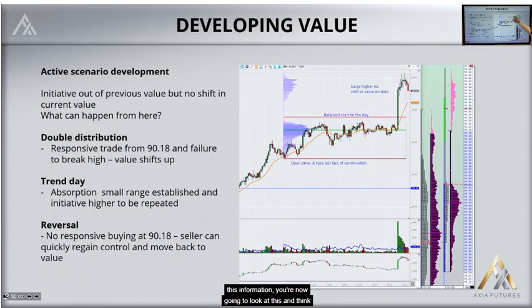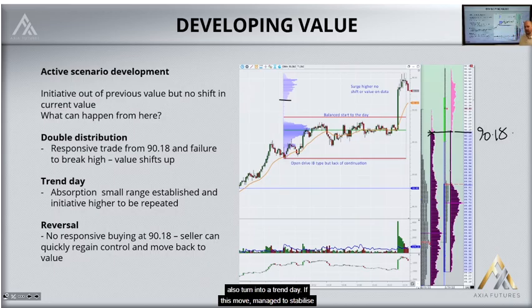With this information, you've now got to look at this and think to yourself, what are the different scenarios we could have here? You could get a double distribution day. In order to have a double distribution day, we ideally want to hold above this area of volume. That suggests holding outside of yesterday's value, where you can see the volume starting to build up. So 90.18 becomes your point where you don't really want to see it below there. You're looking for a responsive trade there. So you're building yourself a picture that if buyers keep on bringing their bids up to around 90.18 and you don't get sellers pushing down on that, this could be a double distribution day.